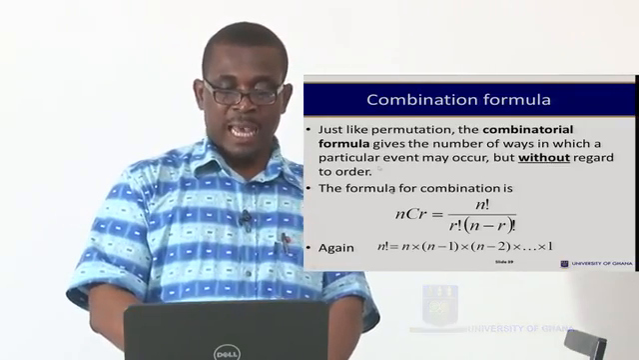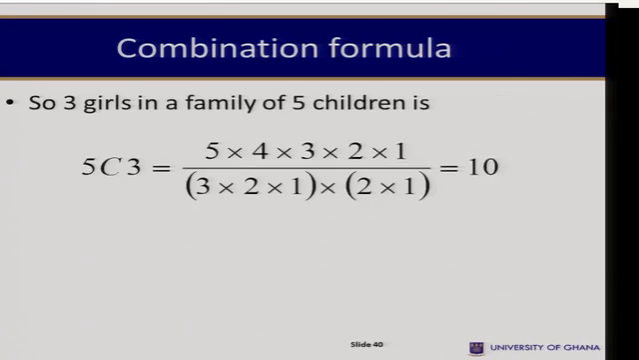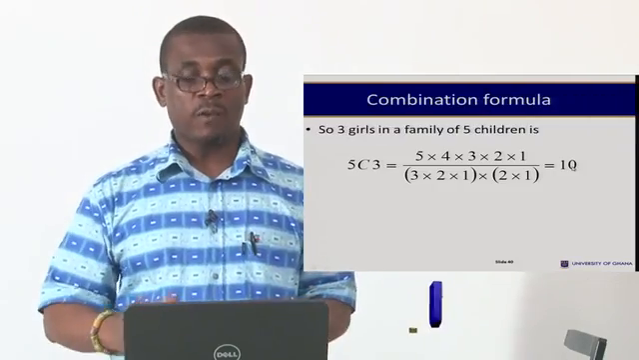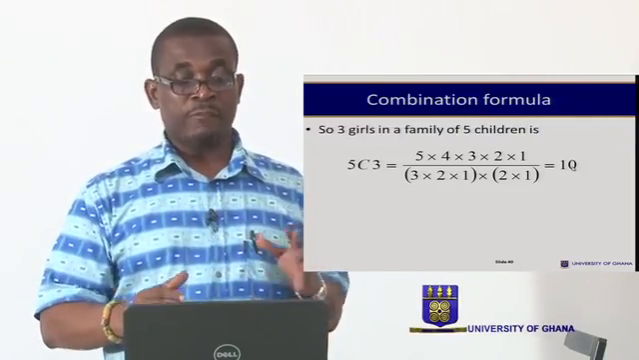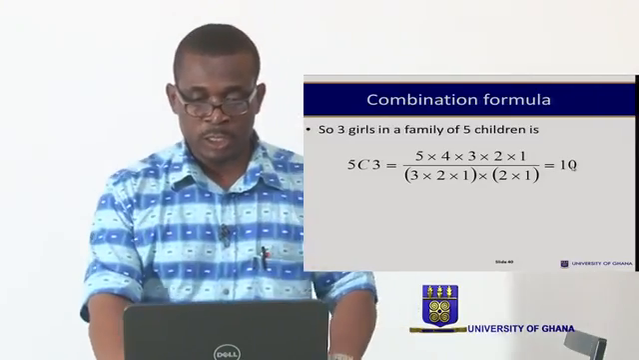And the formula is n combination r, equal to n factorial divided by r factorial multiplied by n minus r factorial. And the factorial is as previously defined. So 3 girls in a family of 5 children is 5 combination 3. It gives us 10. So there are 10 ways of having 5 children with 3 girls, but without regard to the order in which they come.